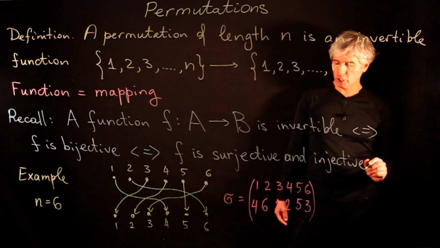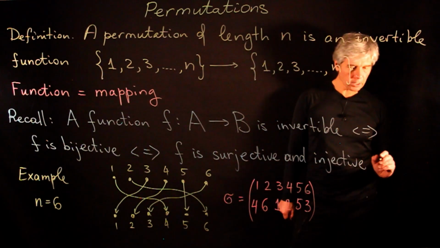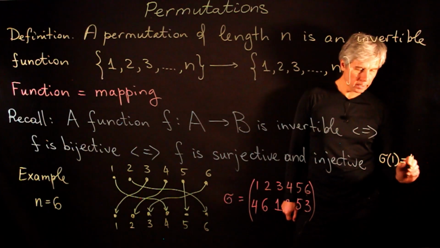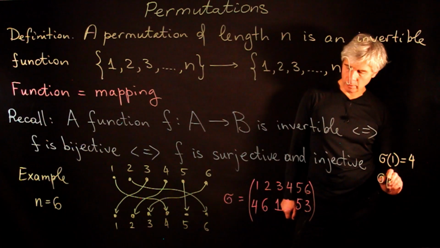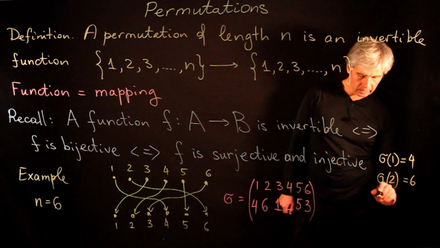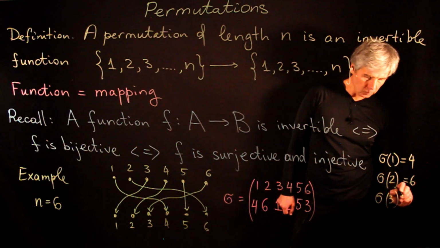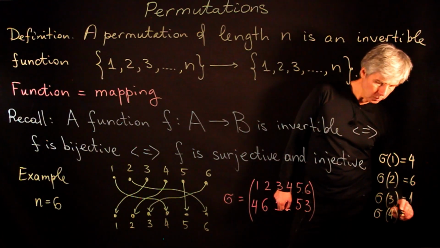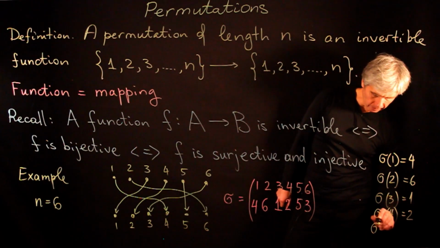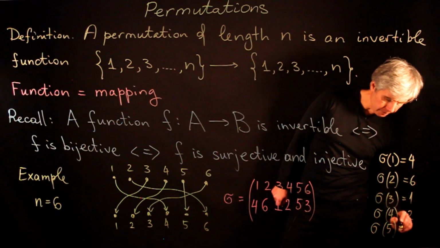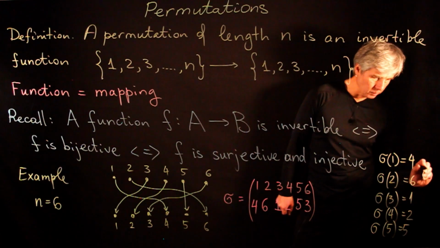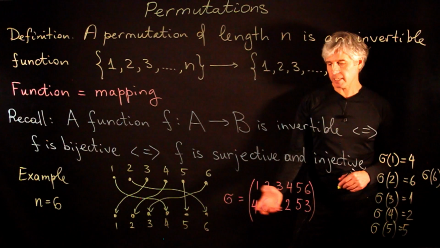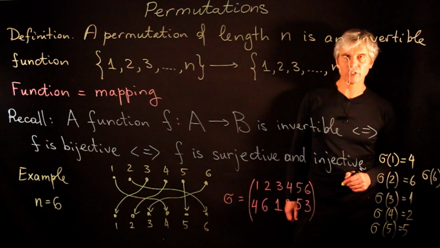And the same permutation, when viewed as a function, is given by the following values. So we can write sigma of 1 is 4, sigma of 2 is 6, sigma of 3 is 1, sigma of 4 is 2, sigma of 5 is 5, and sigma of 6 is 3. So we see that we have several ways to describe a permutation.